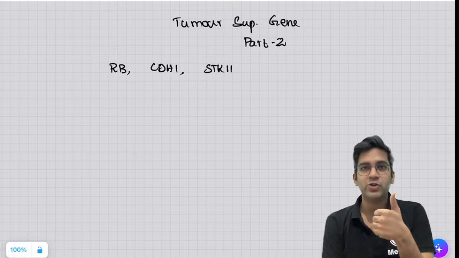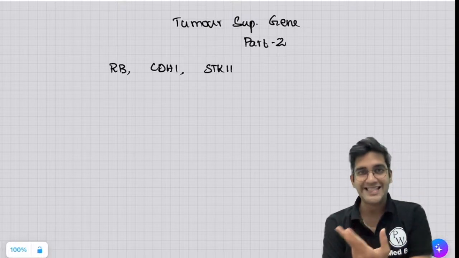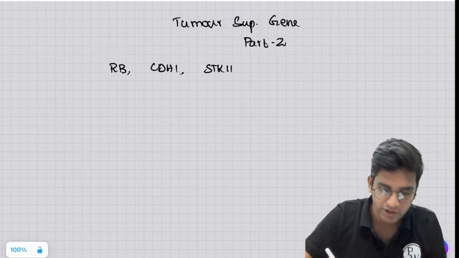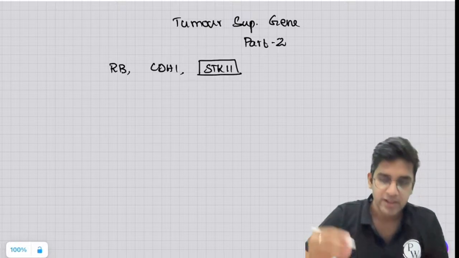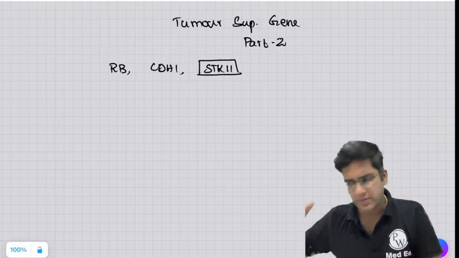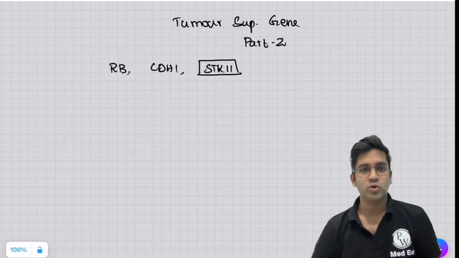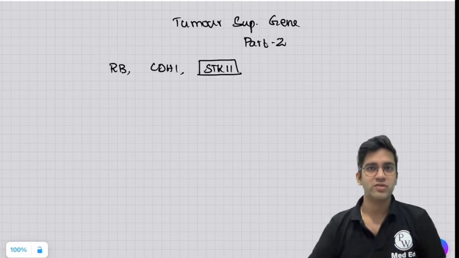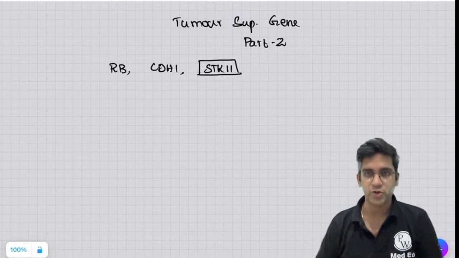I'm going to talk about retinoblastoma, a gene called CDH1 and a gene called STK11. This gene particularly we didn't read in the essentials batch. We will read it definitely in the essentials batch sometime later, but I just wanted to change a little bit of the genes we read from it. I'll add on to whatever is required for you in the essentials batch for sure, right?